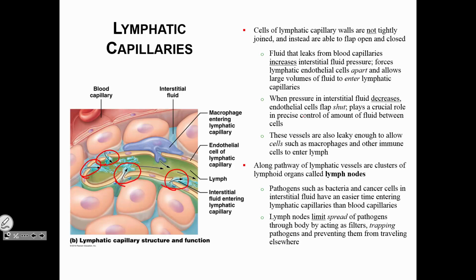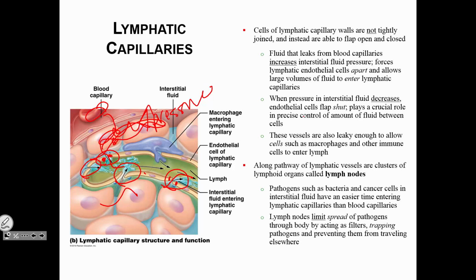Fluid that leaks from the blood capillaries increases the fluid pressure outside of the cells. That forces the endothelial cells apart, and that allows a lot of fluid to enter the lymphatic capillaries. You can see this happening again right here. There's an endothelial cell, and there's an endothelial cell. The pressure out here of the fluid, because here's the blood, fluid leaked out of here into here. This increased the pressure, and that pressure increase forced these two cells open, so the fluid is now coming into the lymphatic capillaries.